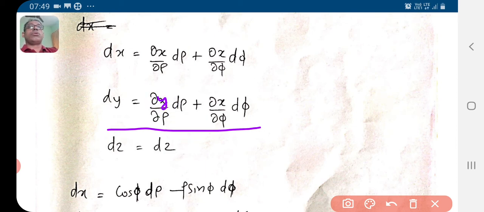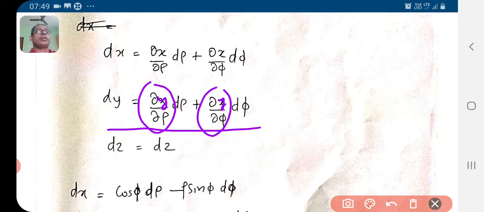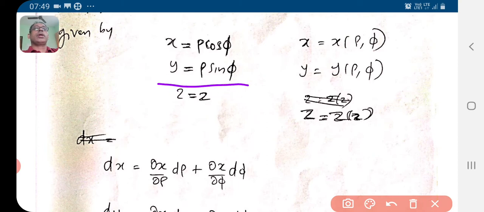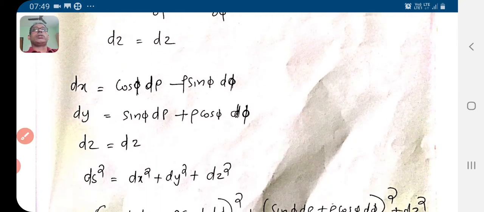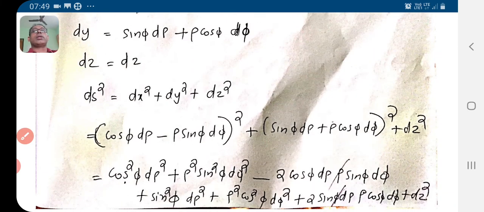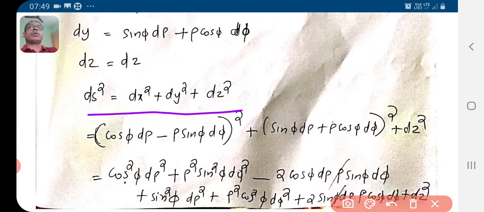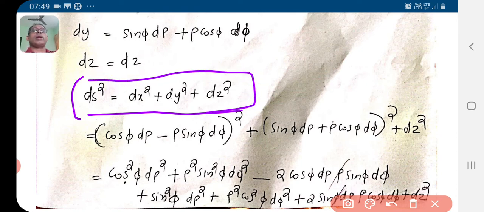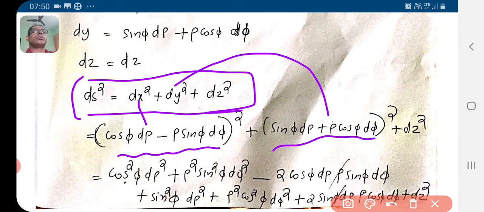Same way, y is a function of rho and phi, so dy is dou y dou rho d rho plus dou y dou phi d phi, and we find dou y dou rho and dou y dou phi from this. So we have the relation dy is equal to sin phi d rho plus rho cos phi d phi. Then dz, and ds square is given by dx square plus dy square plus dz square. So we substitute for dx and dy.